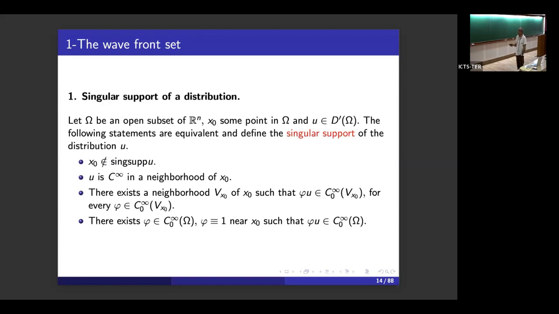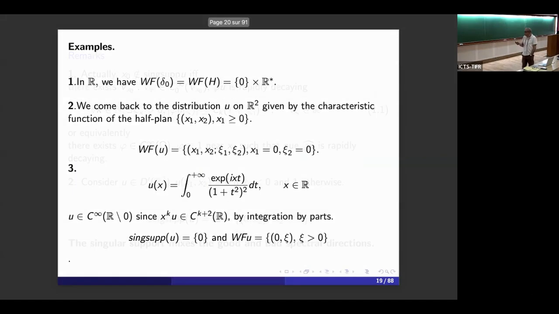X0 is not in the singular support of U if U is smooth in a neighborhood of x0. Smooth, so that means it is in C infinity. If and only if there exists some neighborhood such that for every phi, smooth and compactly supported in this neighborhood, phi u is of class C infinity. It's equivalent to the fact that there exists one phi equal to one near x0 such that this property holds. So x0 is not in the singular support of u if u is a C infinity function in a neighborhood of x0. Okay.